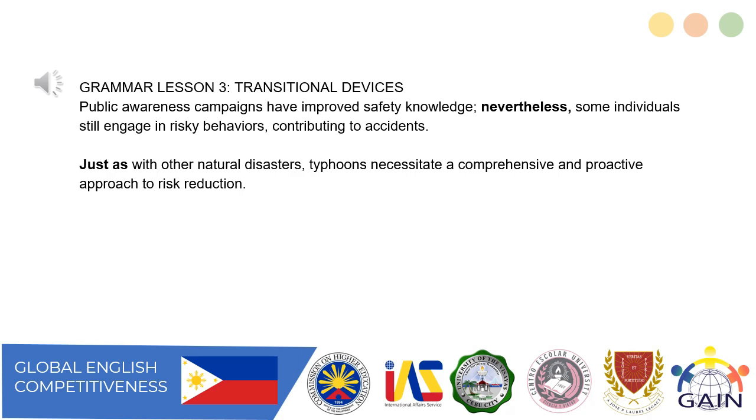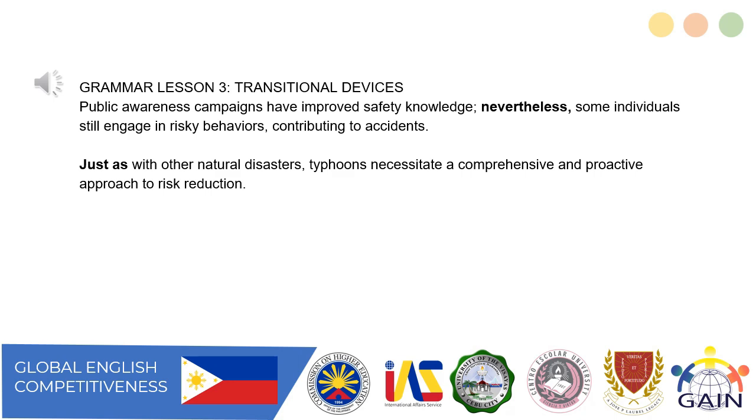Aside from these, transition words can also be used to depict cause and effect, such as because, as a result, and due to. In the real world sense, you're also bound to hear namely, such as, and to illustrate when referring to specific examples that can support your points or arguments. And lastly, transitional devices are vital in showing a similarity or a comparison between two ideas. Let me provide you with a sample statement. Just as with other natural disasters, typhoons necessitate a comprehensive and proactive approach to risk reduction.